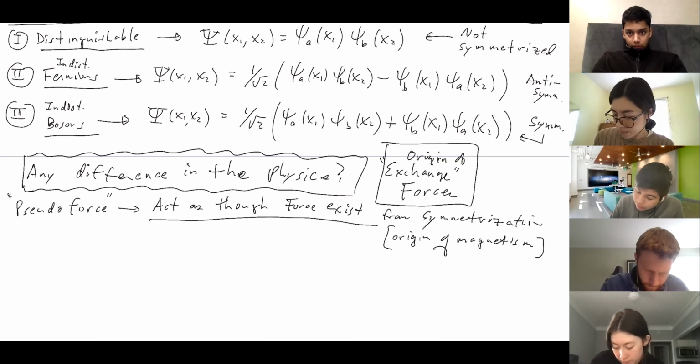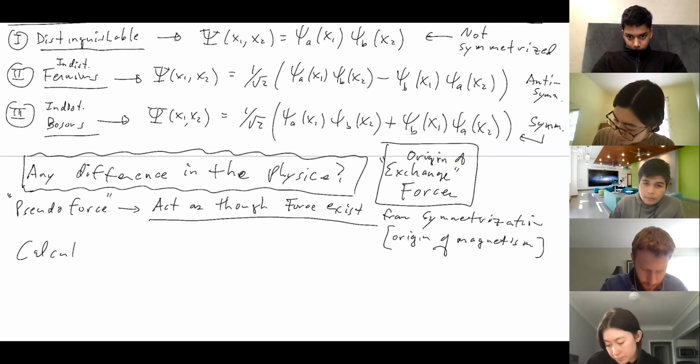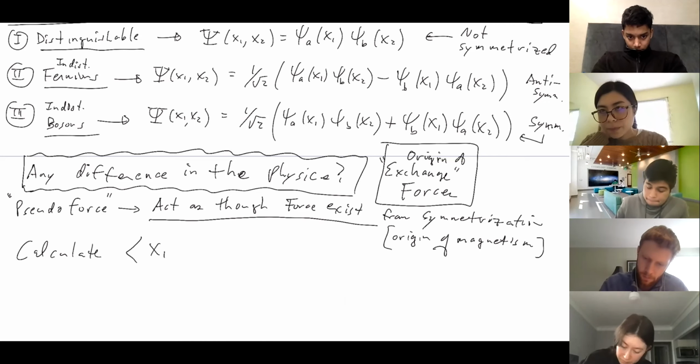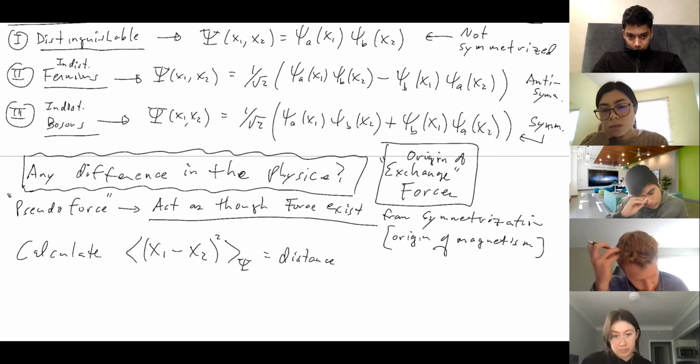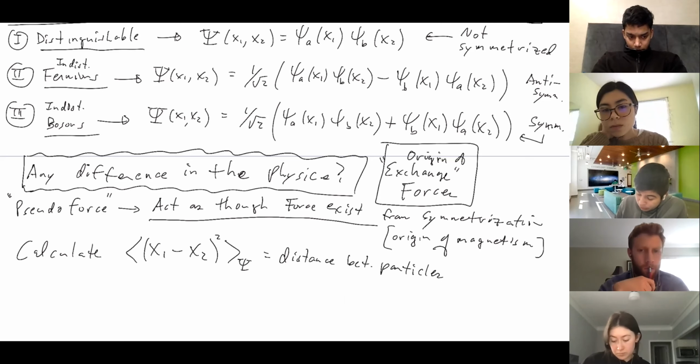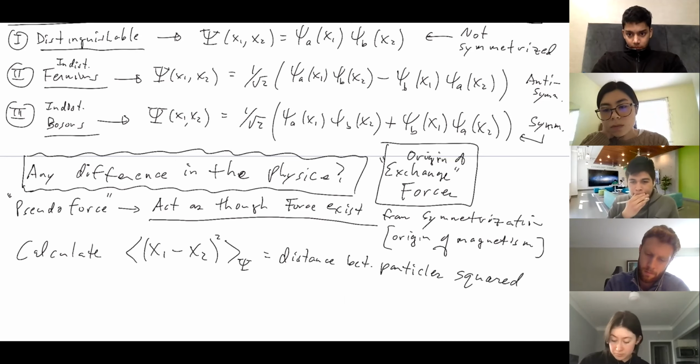In order to see it, let's calculate the average distance between the particles, x1 minus x2. This is the expectation value of the distance between the particles, and it's the quantity squared. We have to square it because otherwise it would just average to 0.